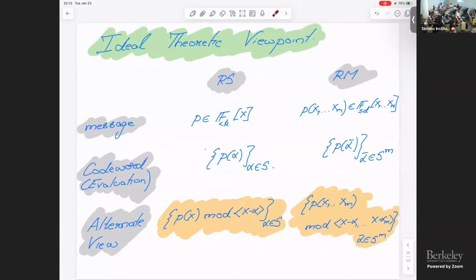Just a quick clarification question. Can you hear me? Sure, yes. So when you say the Reed-Muller code, you go mod that ideal. Should that be x1 minus alpha 1, and so on? Yeah, sorry, that should be x1 minus alpha 1. Yeah, thanks, Mary. You go mod this ideal.